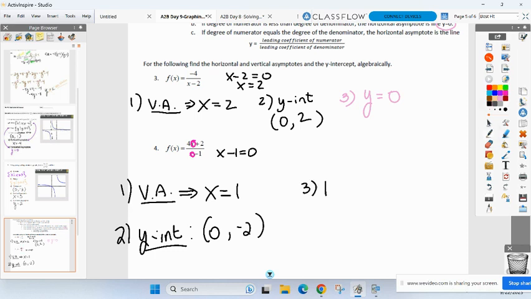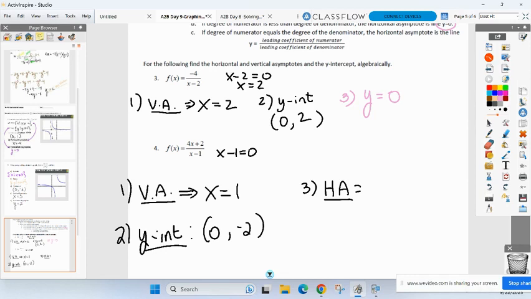Horizontal asymptote. So the first thing I need to figure out is where's the degree bigger? What's the degree on the numerator? What's the highest exponent? 1. What's it in the denominator? 1. Ooh, what do I do when they're equal now? All right, does everyone see why they're equal before I tell you what to do when they're equal?